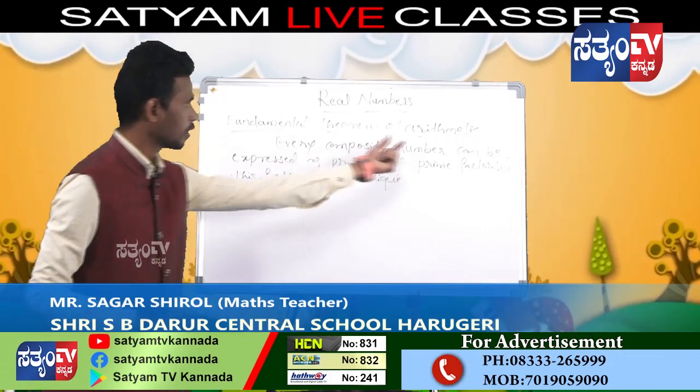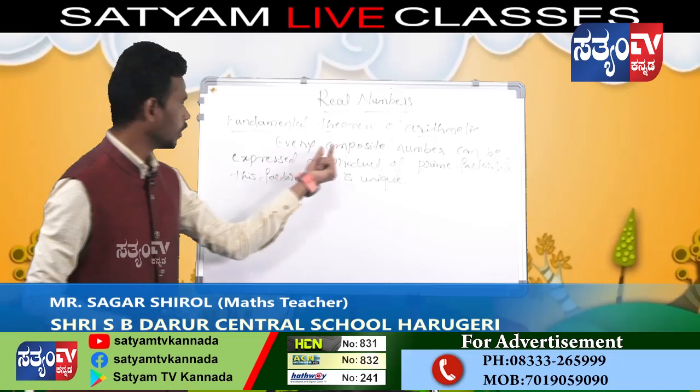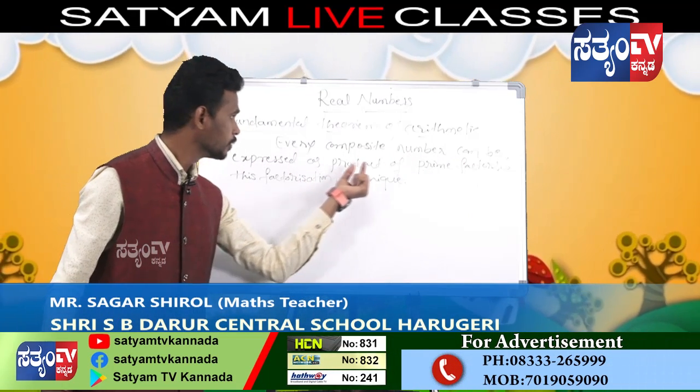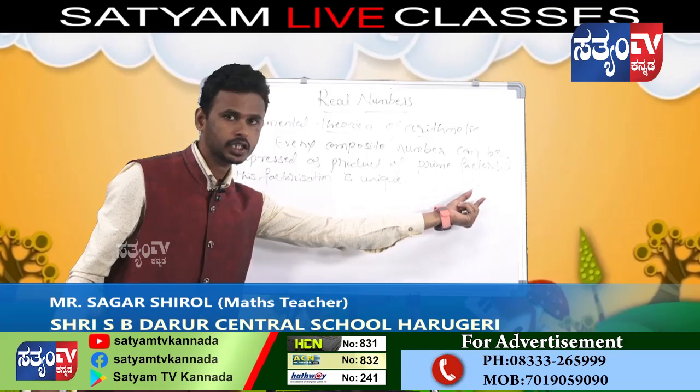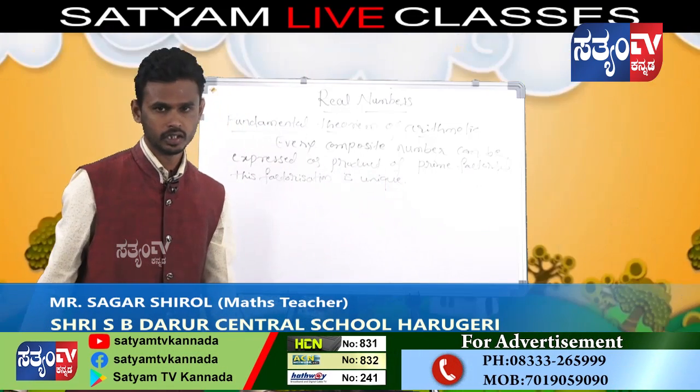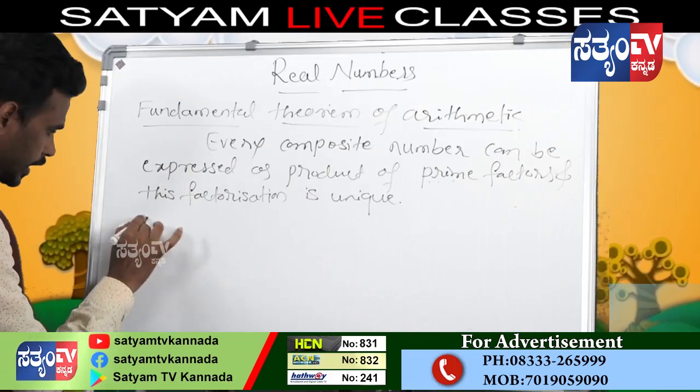So the fundamental theorem of arithmetic says that every composite number can be expressed as a product of prime factors and this factorization is unique. So what does this mean? Let us see an example.